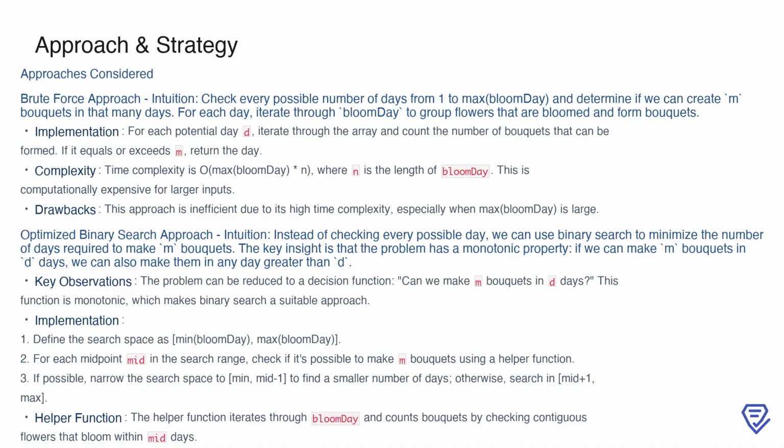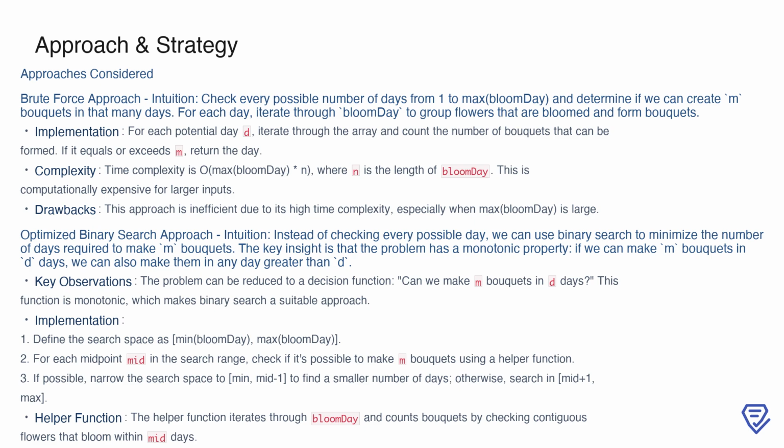Recognizing these drawbacks, we turn to an optimized solution using binary search. This approach takes advantage of the problem's monotonic property. If it's possible to form the required bouquets in a given number of days, it will also be possible in any greater number of days. This key observation allows us to narrow down the search space efficiently.